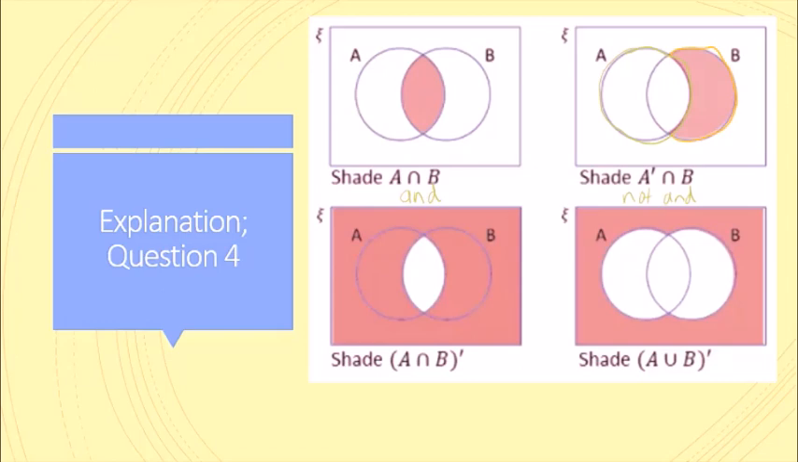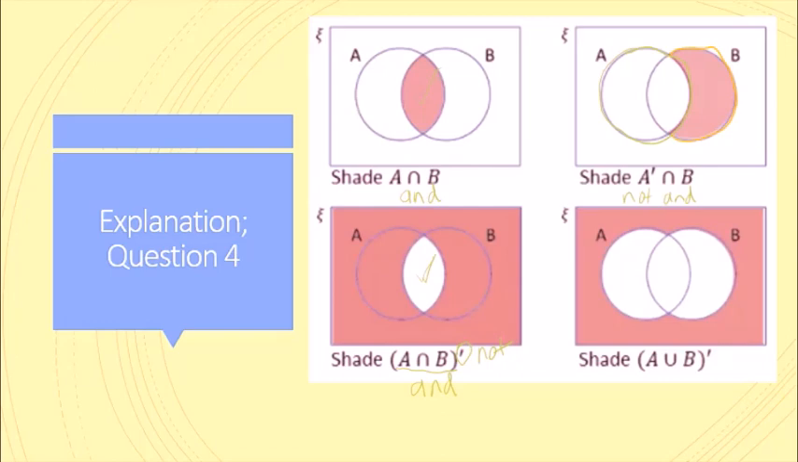Okay, the next one, if you just look at the inside of the bracket, that means A and B. A and B is just like the first diagram, what's in the middle. Now, that little apostrophe means not. That means the opposite. So anything that's not A and B is anything on the outside of the middle section. Anything on the outside of the middle section is what's shaded in there.